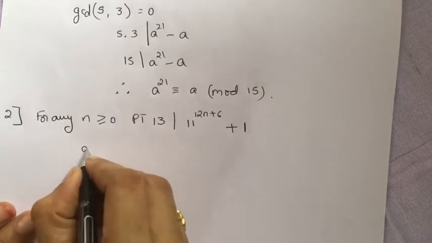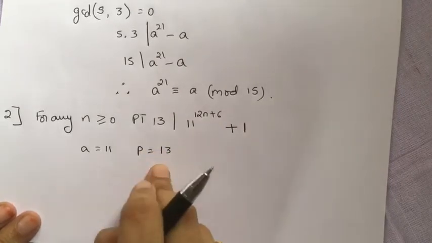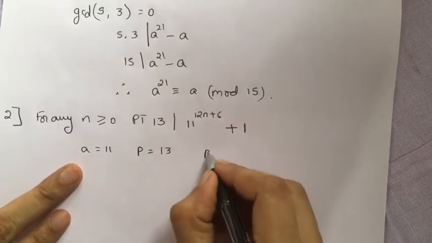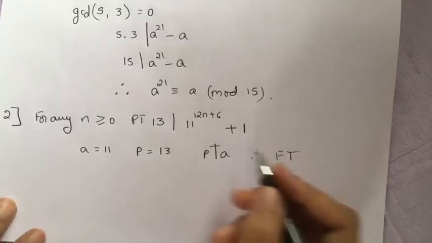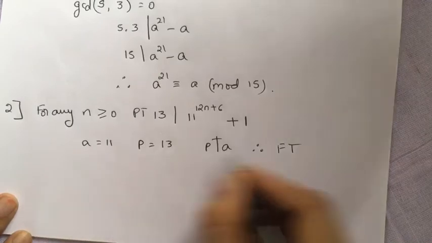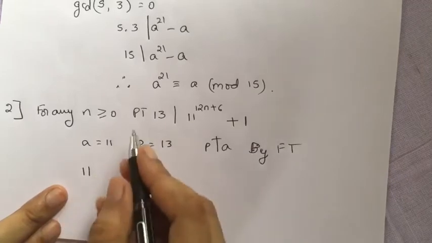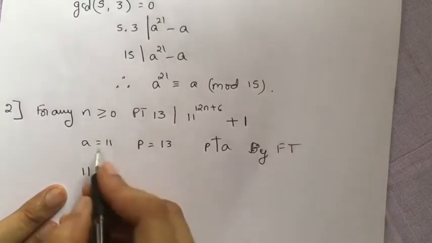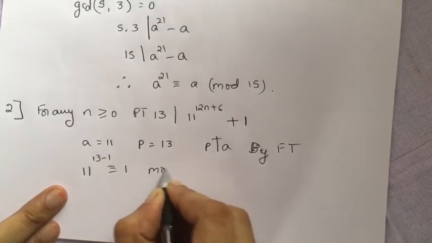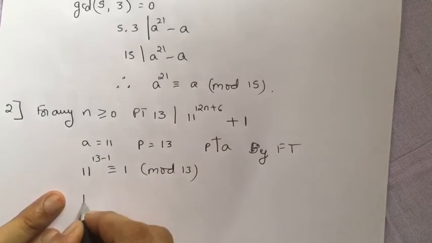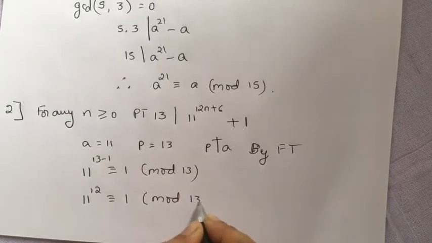See here, a is 11. Let me take p as 13. Okay. And you can observe that p does not divide a, right? Therefore you can apply Fermat's theorem. By applying Fermat's theorem, a power p minus 1 is congruent to 1 mod p. So 11 power 13 minus 1 is congruent to 1 mod 13. That is, 11 power 12 is congruent to 1 mod 13.